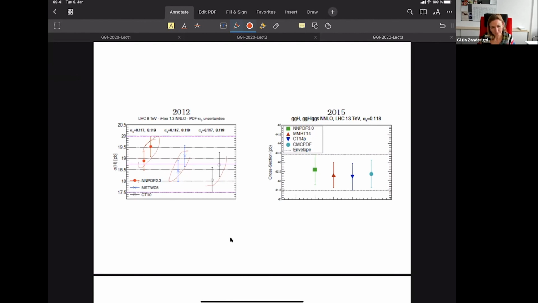And then next time, I'd like to start to explain a little bit how calculations at the LHC are done.